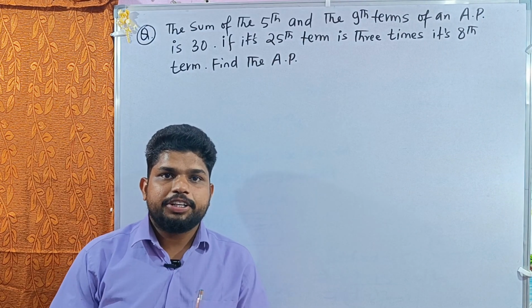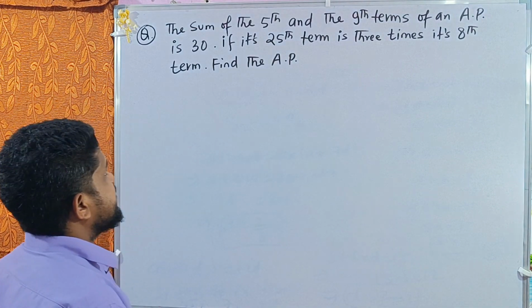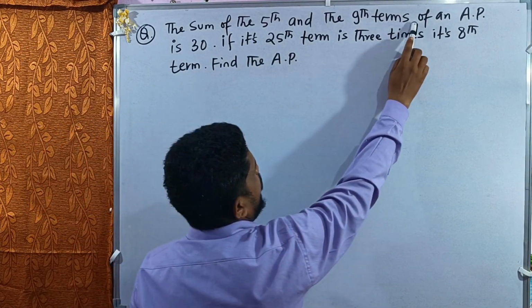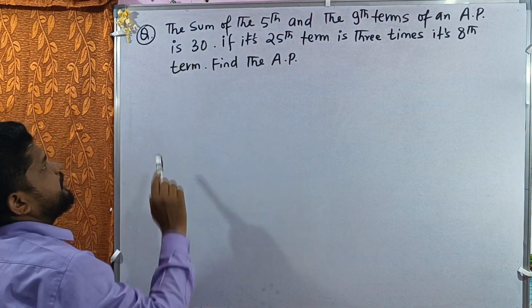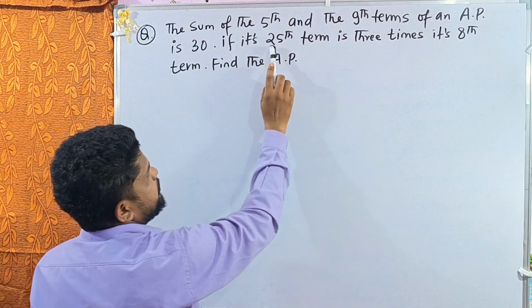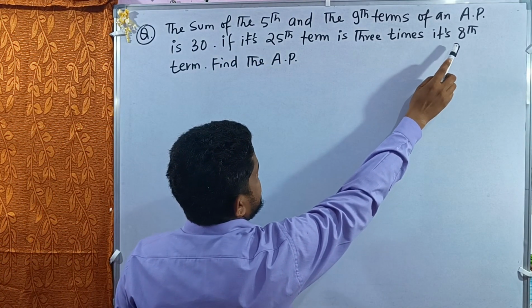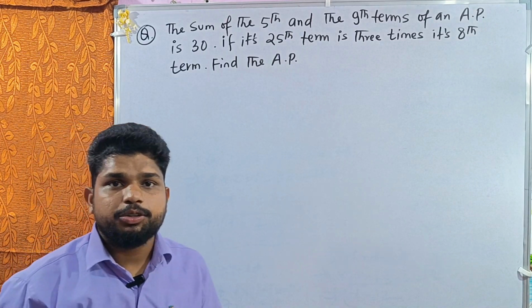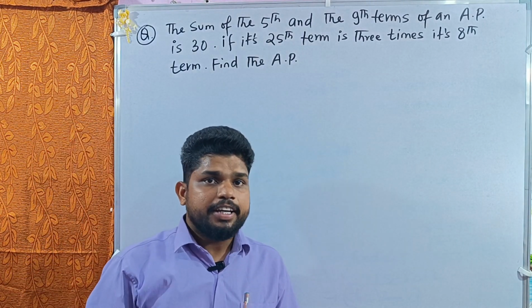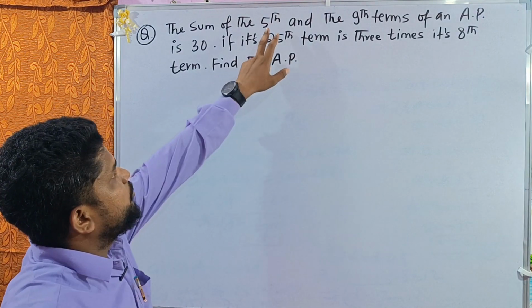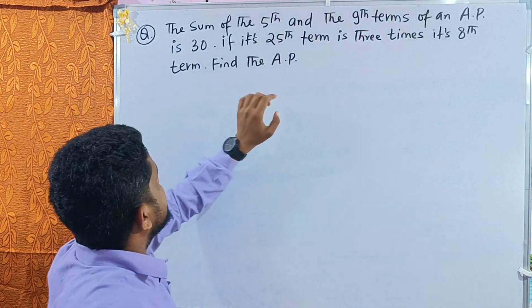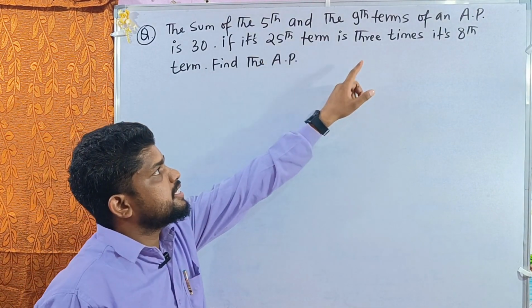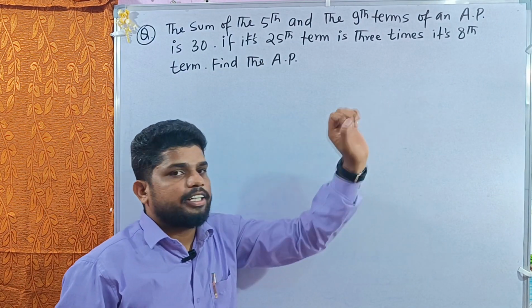Now students, I have written one question for you. It says that the sum of the 5th and the 9th term of an AP is 30. If its 25th term is 3 times its 8th term, find the AP. Dear students, we have to find the sequence of the AP if the sum of the 5th term and 9th term is 30, given that the 25th term is 3 times the 8th term.